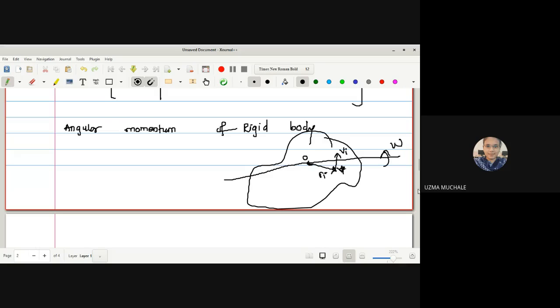Now consider a rigid body consisting of n particles with masses mi. Suppose this is m1, m2, and so on, rotating with angular velocity omega. That means the angular velocity is omega for this body. That means if I fix one point on the rigid body, then translational motion is absent.